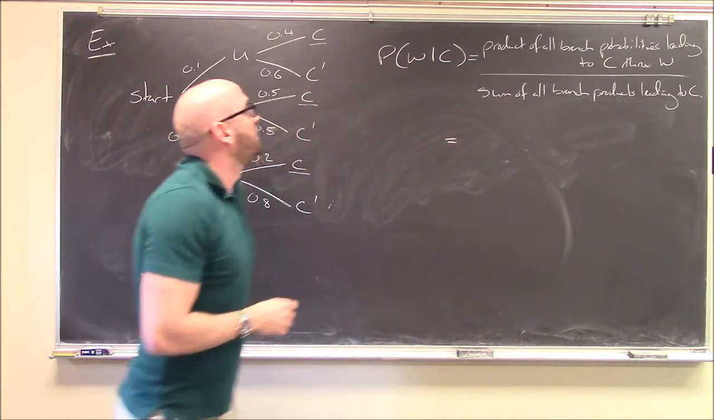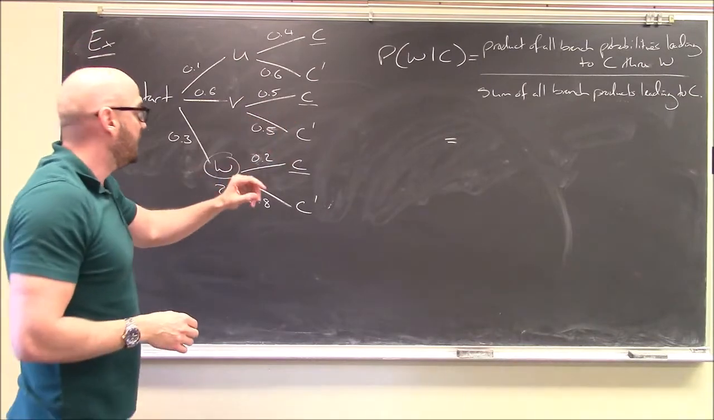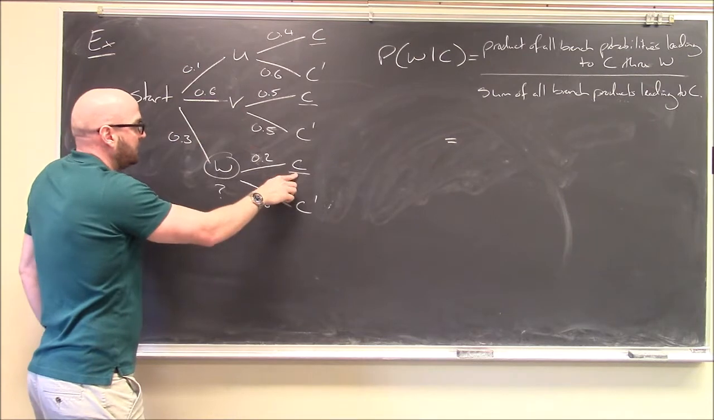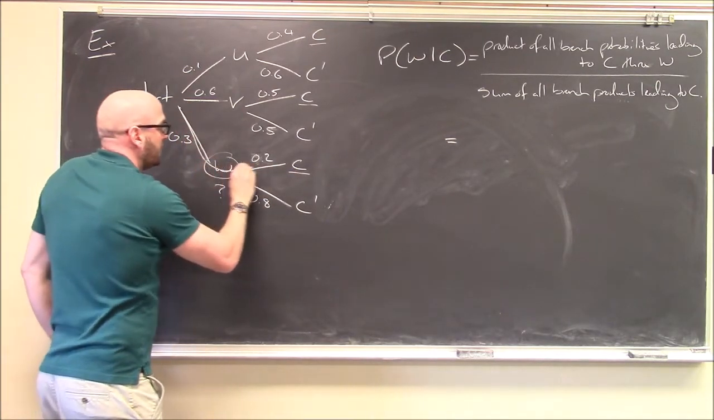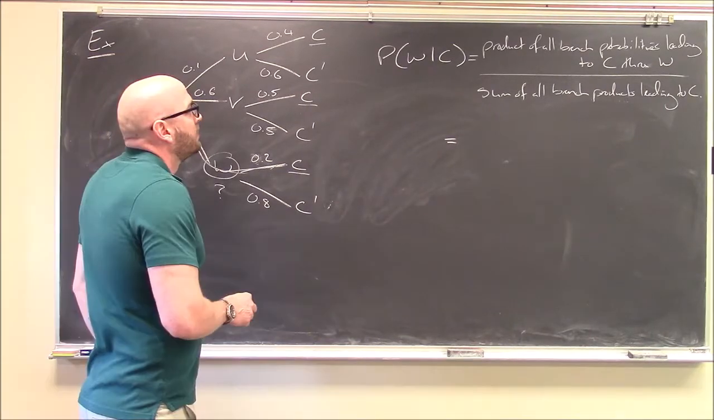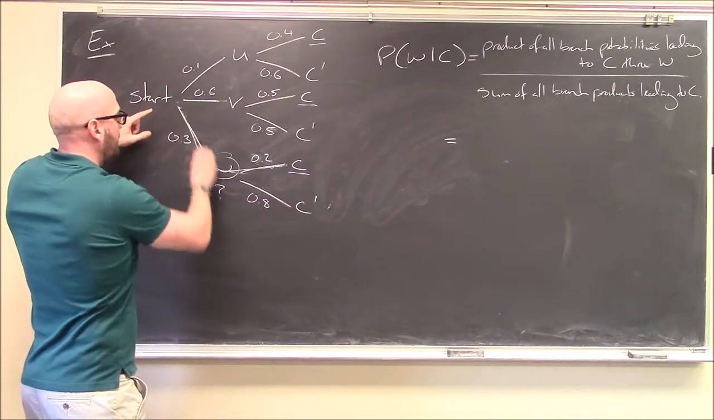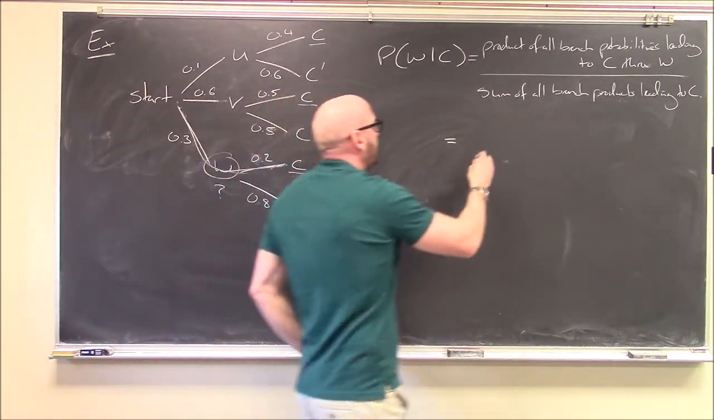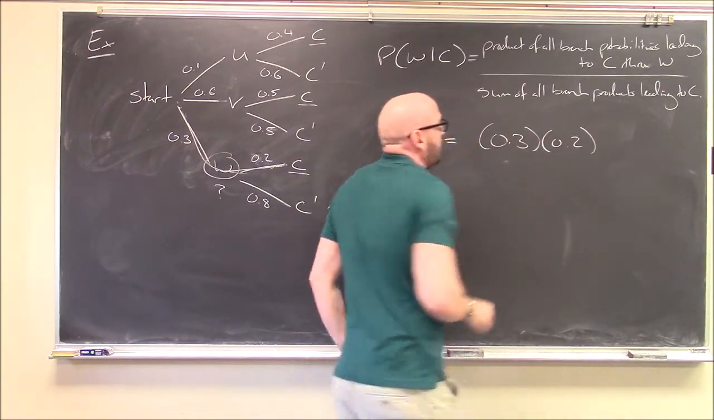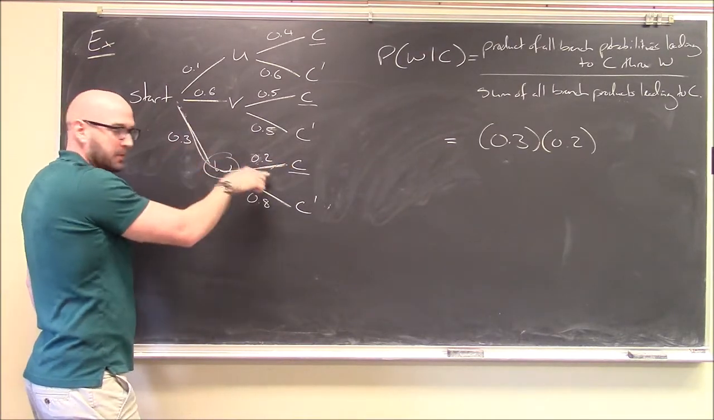So what does this mean? What do I have in the numerator? I've got the product of all branch probabilities leading to C through W. Well, I want to get to C, and I want to go through W. There's only one way to do this, this branch path right here. So the product of the branch probabilities leading to C through W is going to be 0.3 times 0.2. There's only one way to get to C through W, so on top we've got 0.3 times 0.2.